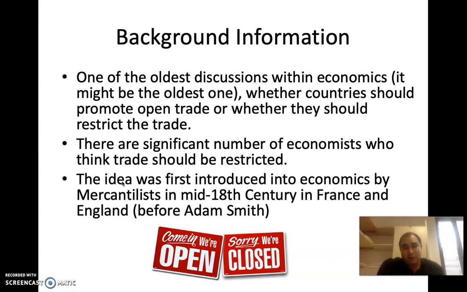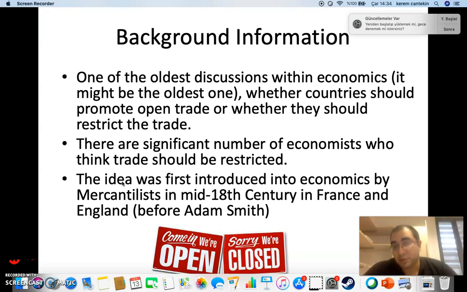While the pro-trade views were always in place, even before Adam Smith there were also arguments against free trade, and one of the most famous ones in the 18th century was from the mercantilists in the mid 18th century. Later, one of the peers of David Ricardo, Malthus, spoke against international trade and argued there should be some restrictions.